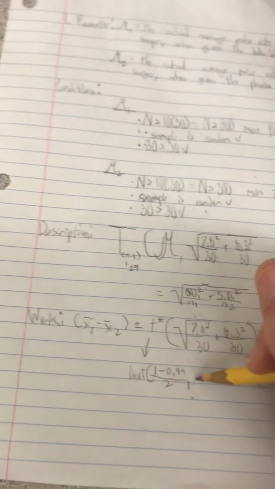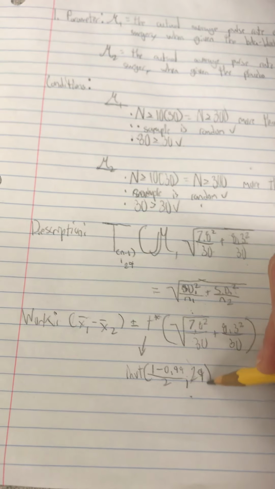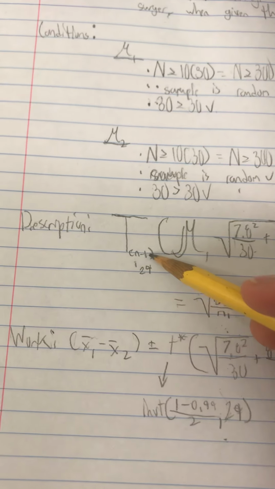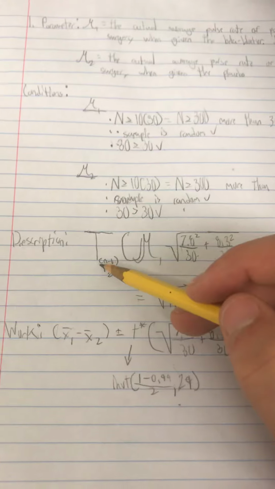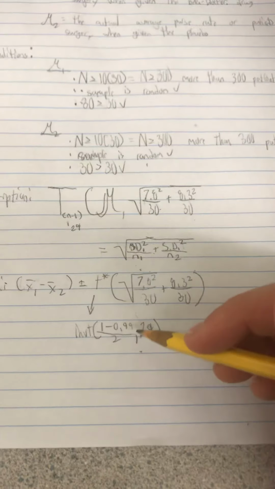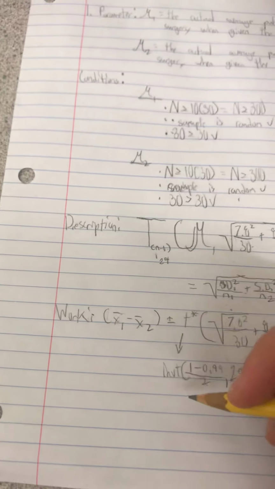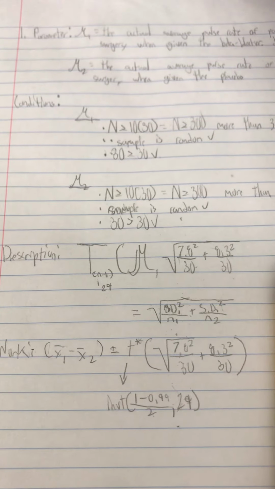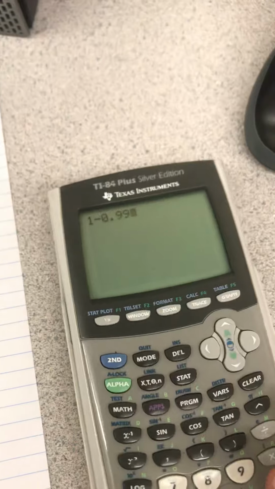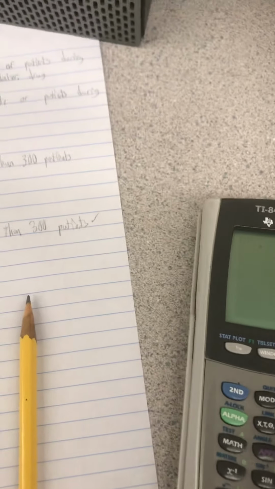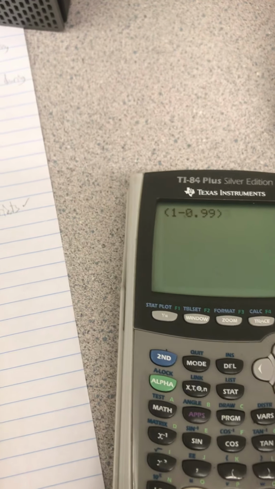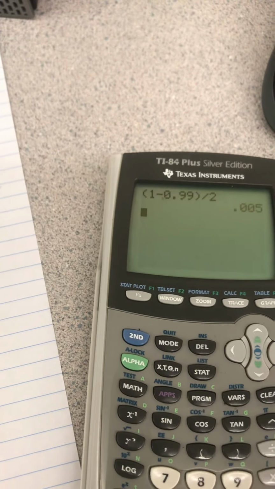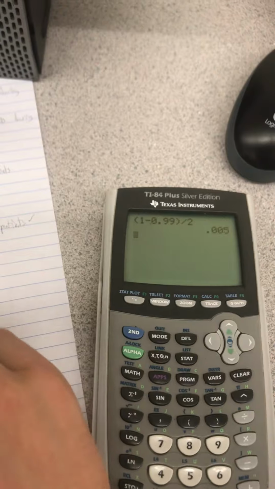Then you would put the degree of freedom, which is 29. Degree of freedom is sample size minus 1. So the sample size is 30. You do 30 minus 1, which is 29. So you'd find out what this is first: 1 minus 0.99, divided by 2. Get 0.005.